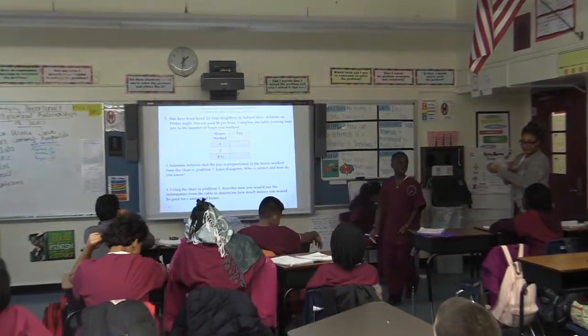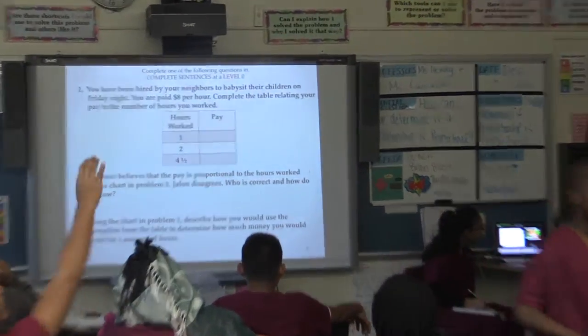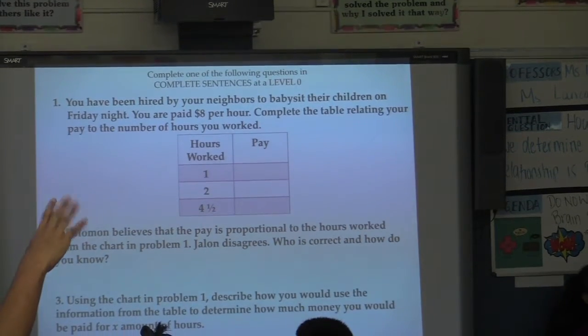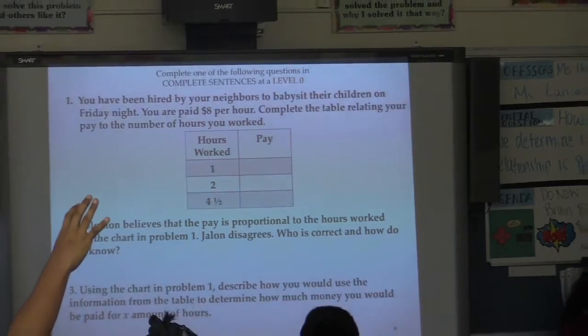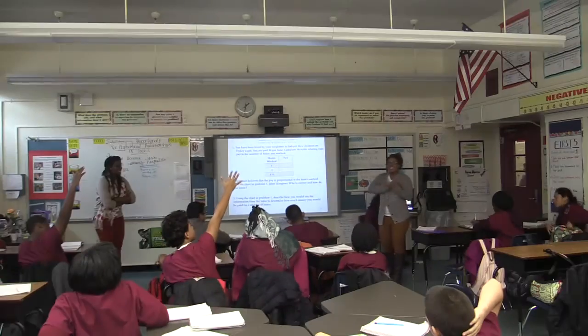$8 per hour. Complete the table relating your pay to the number of hours you work. Let's see, what are we going to do to solve this particular problem? This is hard for me.